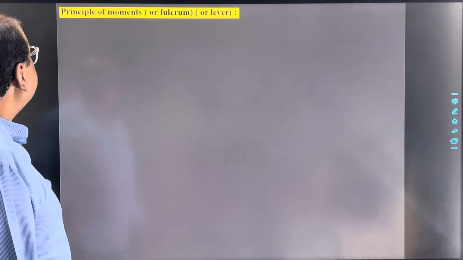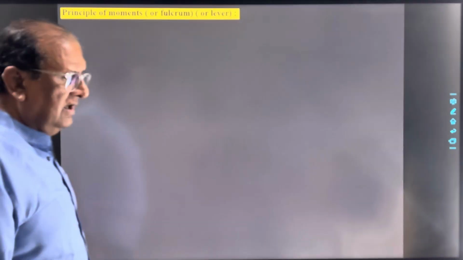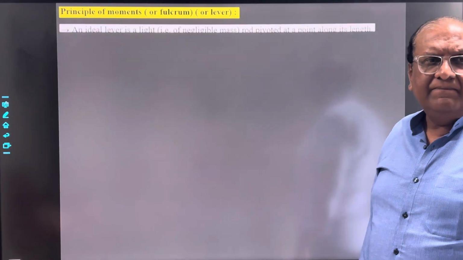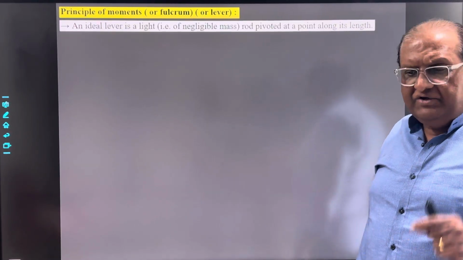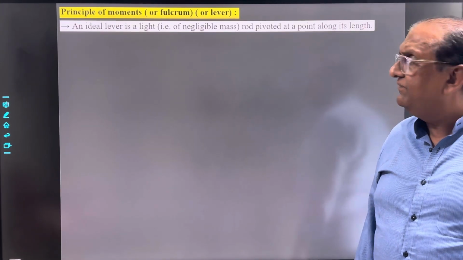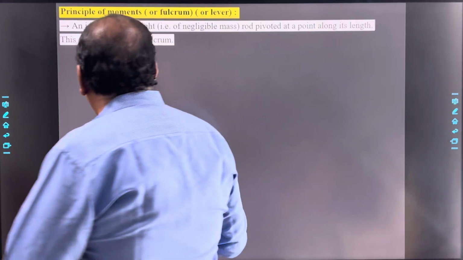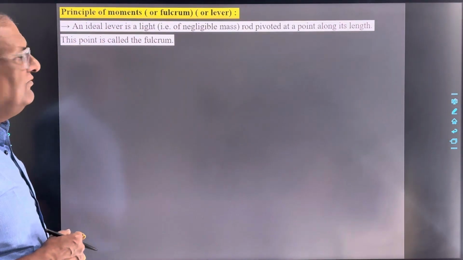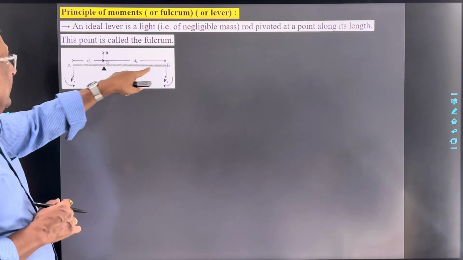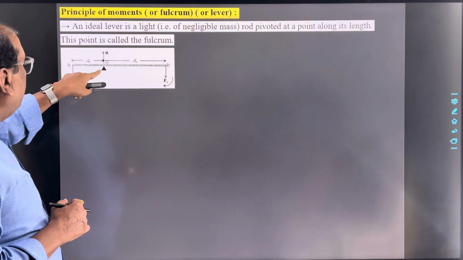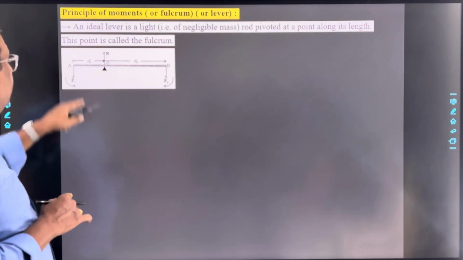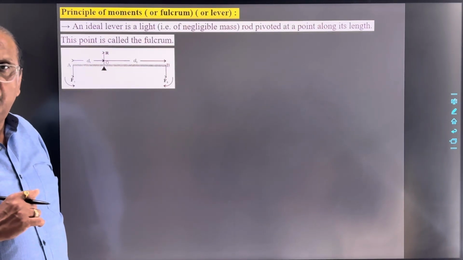Now, next topic: the principle of moments, or fulcrum, or lever. An ideal lever is a light rod which is pivoted at any point along its length. The point where it is pivoted is called the fulcrum. Suppose, as shown in the figure, we consider one ideal lever pivoted at point O. So we can say this point O is the fulcrum for this given lever.